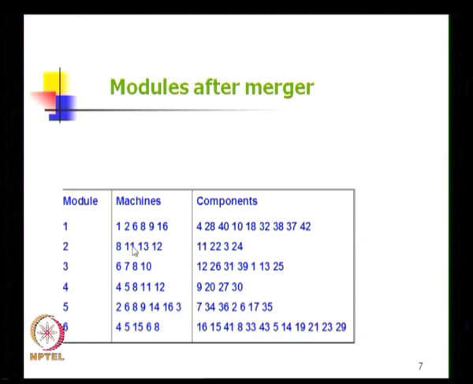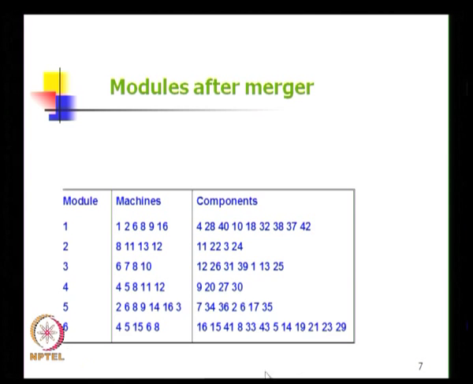So, if we do this for these 16 modules, we now get a more comfortable number. We have 6 modules after the merger, and these 6 modules are like this. Module 1 has 1, 2, 6, 8, 9 and 16 with all these components. Module 2 has 8, 11, 13, 12 and so on.